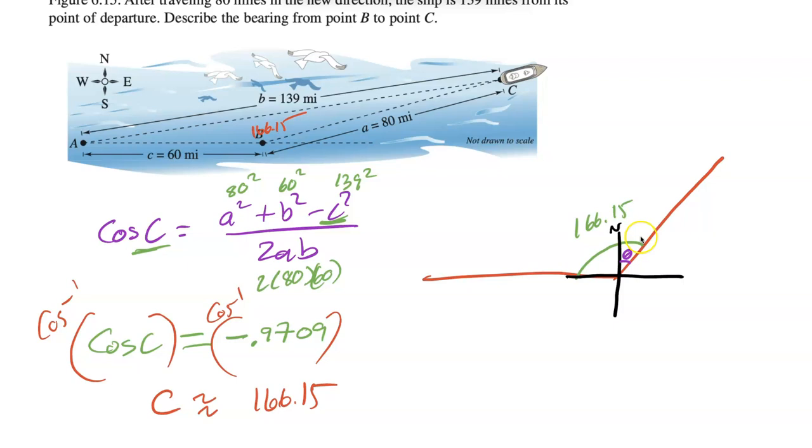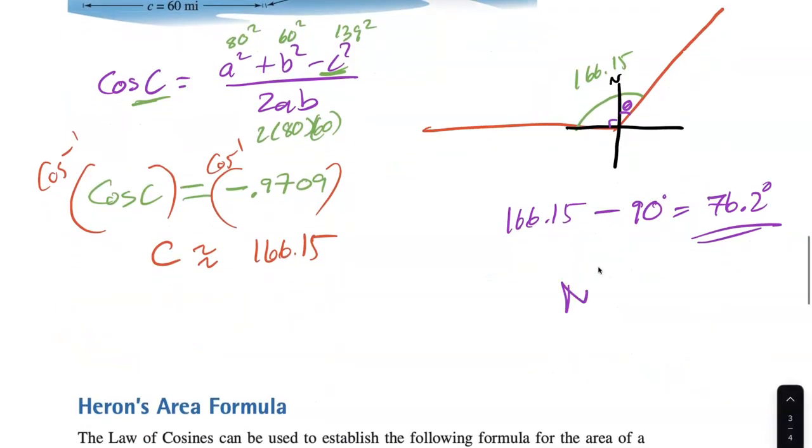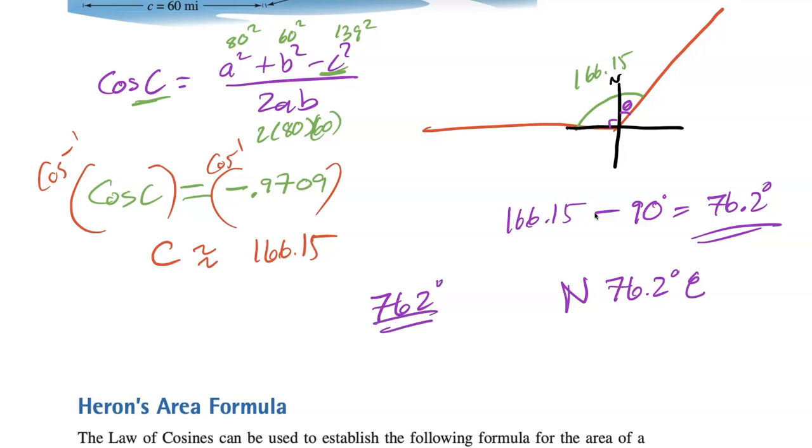So I know all this is 166.15. All we gotta do is subtract off the 90 from this corner right there. So we'll subtract off the 90. So 166.15 minus 90 gets me 76.2. So that's the bearing. If you want, you could say north 76.2 east. But really, since you're coming from the north, a bearing of 76.2 is all you need.